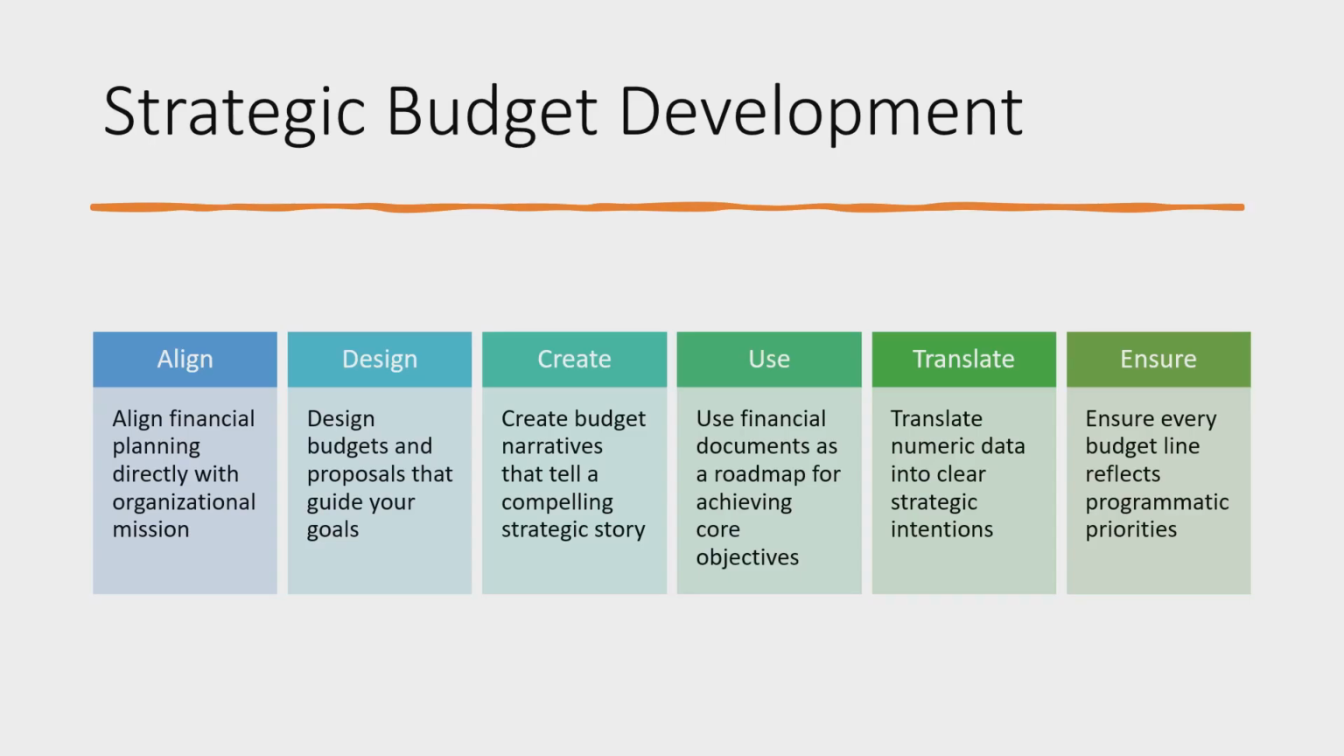Strategic budget development follows 6 essential steps. First, align your financial plan with organizational mission and goals. Design a framework that captures both direct and indirect costs. Create a comprehensive budget using realistic projections and data. Use the budget as a management tool for decision-making. Translate financial information into compelling narratives for funders. And finally, ensure compliance with all regulations while maintaining flexibility to adapt to changing conditions.